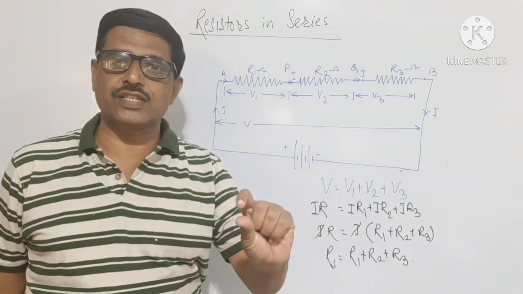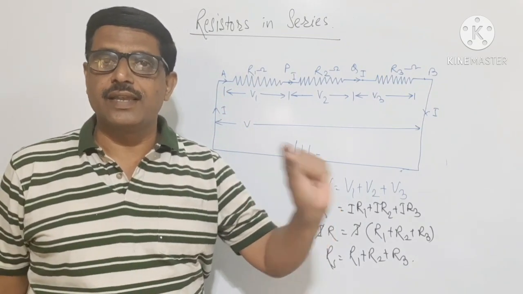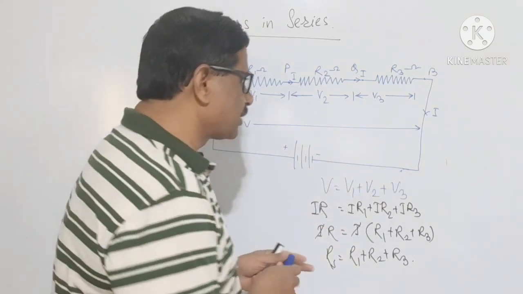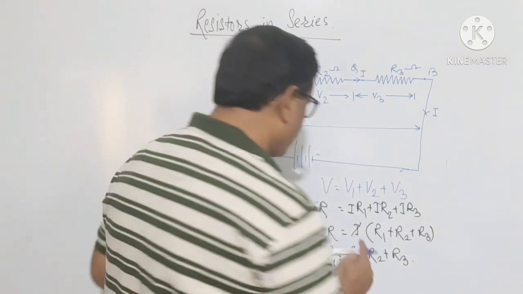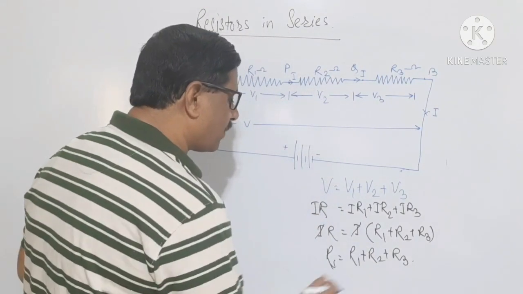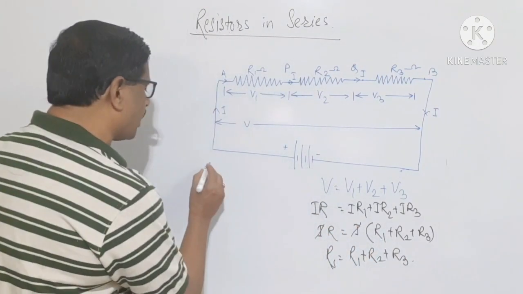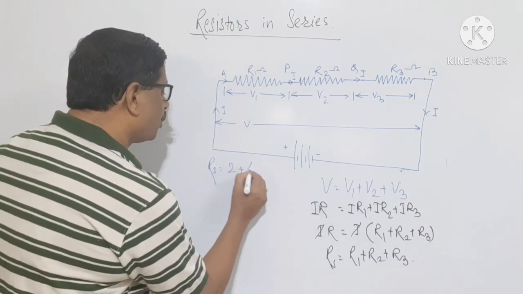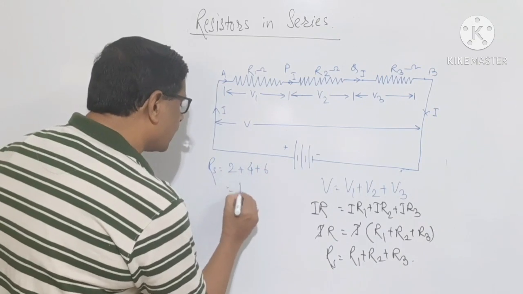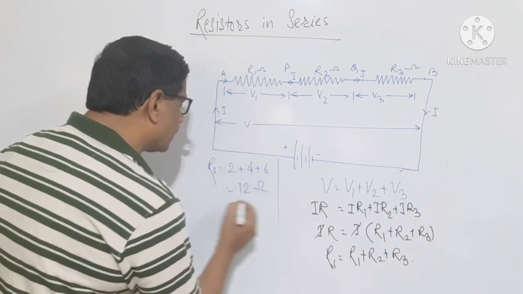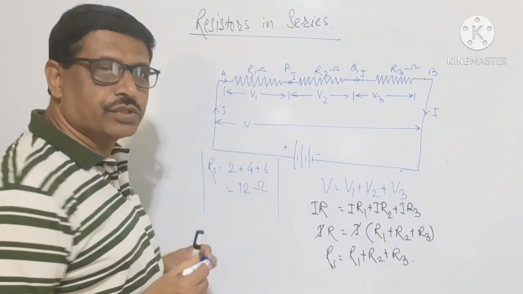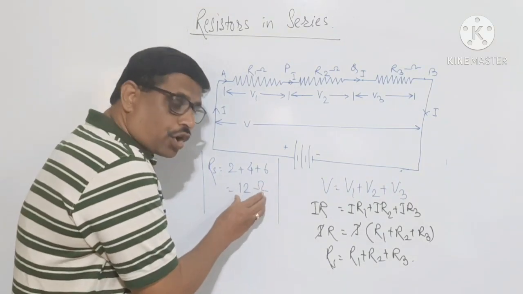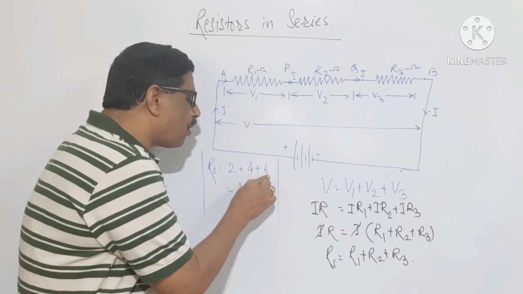Algebraic sum of all resistances in series is equal to the equivalent resistance. If there are three resistances, one is of 2 ohm, the other is of 4 ohm, and the third one is of 6 ohm, then the equivalent resistance is equal to 2 plus 4 plus 6, which is equal to 12 ohm. This equivalent resistance in series combination is more than that of the highest of all.